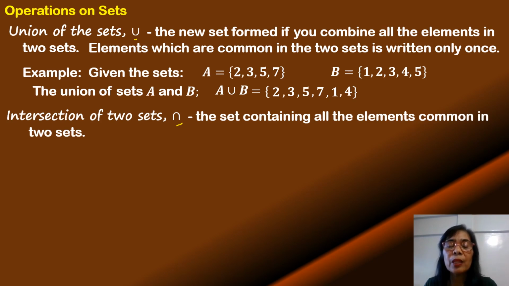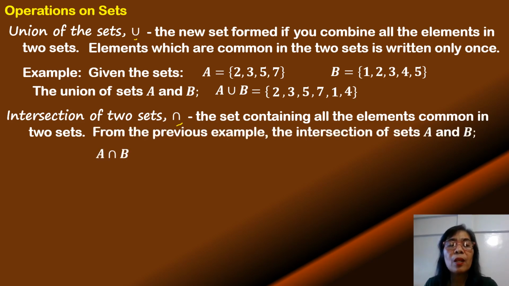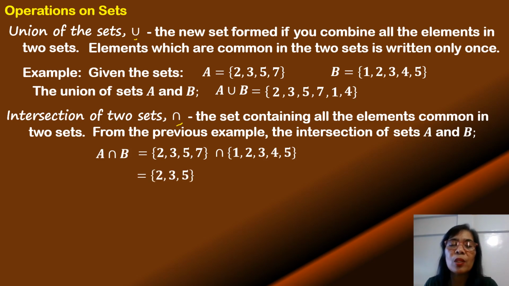This is the set containing all the elements which are common in the two sets. Okay, so if we have here A intersection B, if our set A has elements 2, 3, 5, 7, and set B has elements 1, 2, 3, 4, 5, the intersection of these two sets is simply the set containing all the elements common in the two sets. So 2 is also found in the second set, 3 is also found in the second set, 5 in the first set is also found in the second set. So the intersection or A intersection B is the set containing the elements 2, 3, and 5.